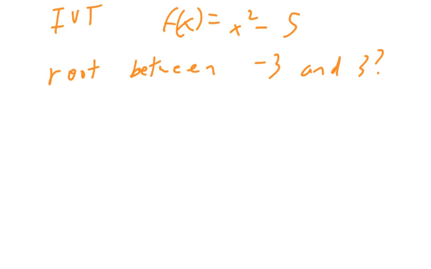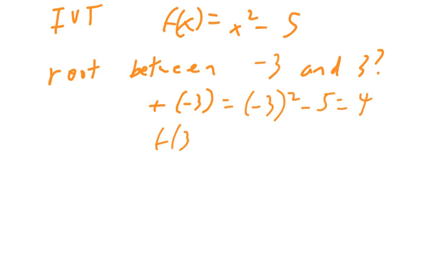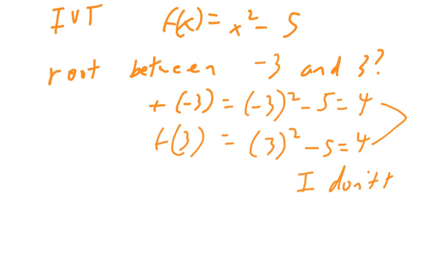Alright, so the intermediate value theorem says all the stuff in between works as long as we have a continuous function. So when asked if there's a root between f of negative 3 and positive 3, I plug in the numbers. And so my one answer is 4. And my other answer is also 4. And since these are both positive, the answer is simply, I don't know, because we have no idea whether it crosses 0 or not in between negative 3 and 3.